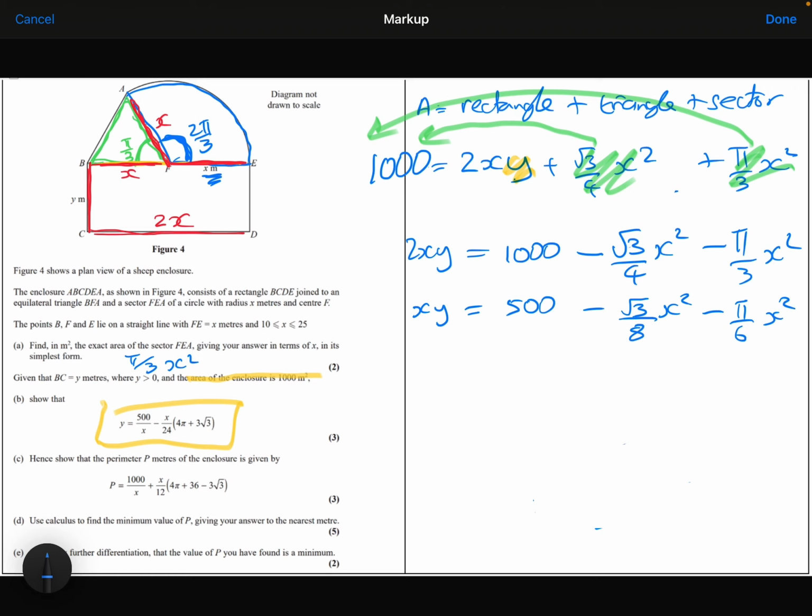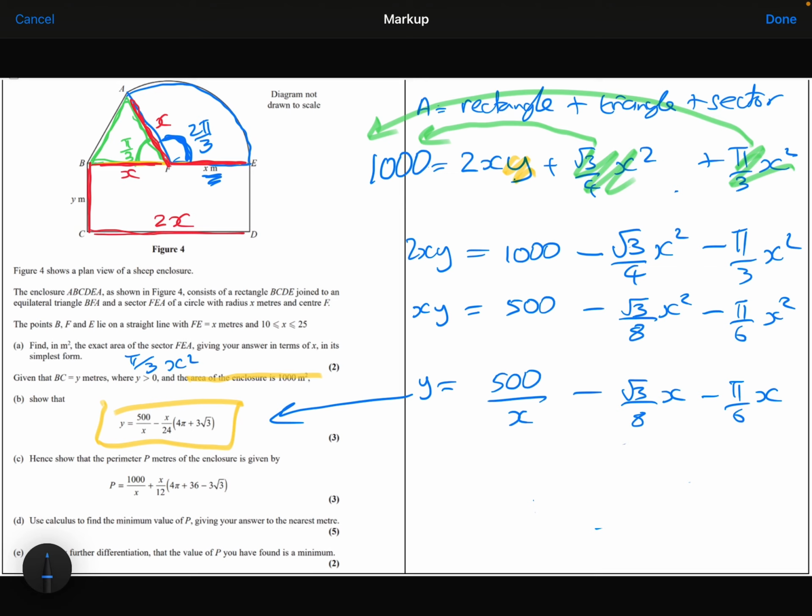So that's me dividing everything through by 2. Now let me divide everything through by the x. So x squared divided by x is x, and x squared divided by x is x. I have now got y as the subject. I just need to make this look like this now.